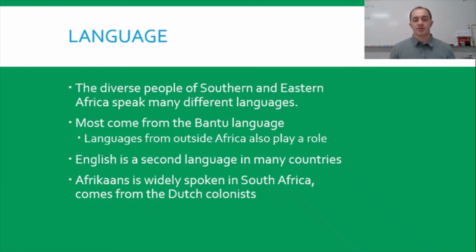So we also see languages from outside of Africa also playing a role. English is a second language in many countries because of the large impact that imperialism and colonialism had in the area. And we also see this in the language of Afrikaans, which is spoken mainly by the white South Africans, or the people that came from the Dutch colonists in the country of South Africa.